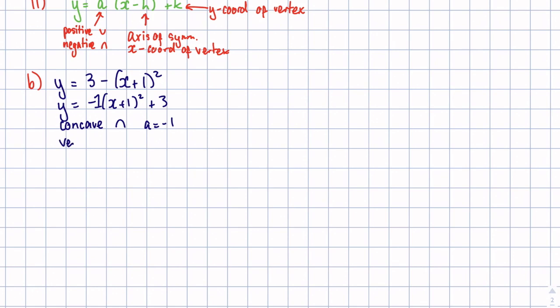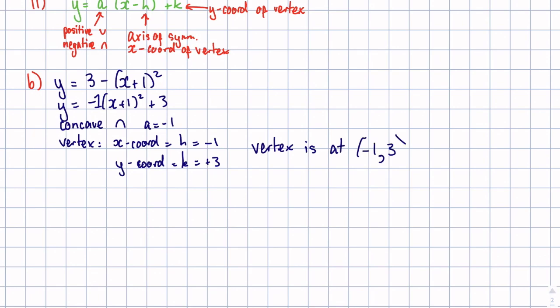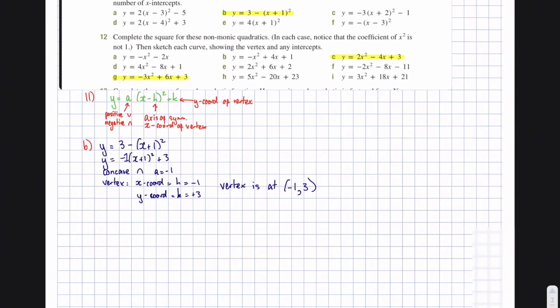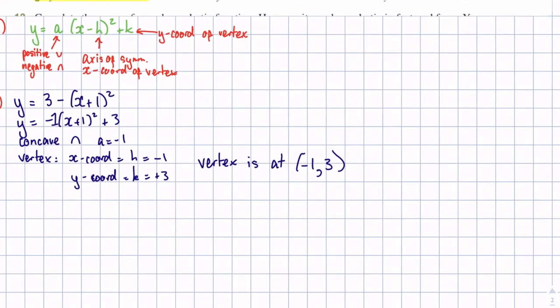The vertex, the x-coordinate, which is h, equals negative 1 because there's a plus in the middle, so you change the sign. The y-coordinate, which is k, is positive 3. So the vertex is at negative 1, 3. So that's where it turns around. It says to use those to determine the number of intercepts.